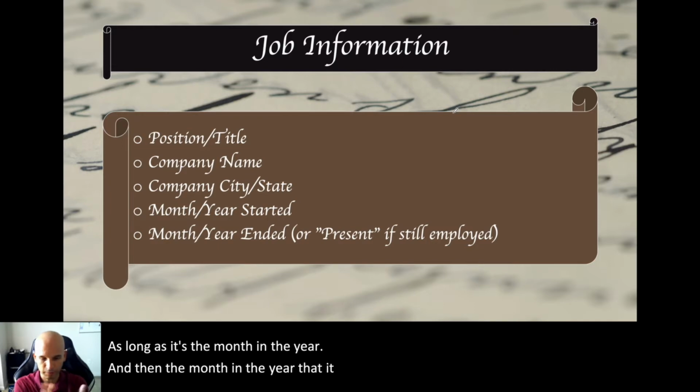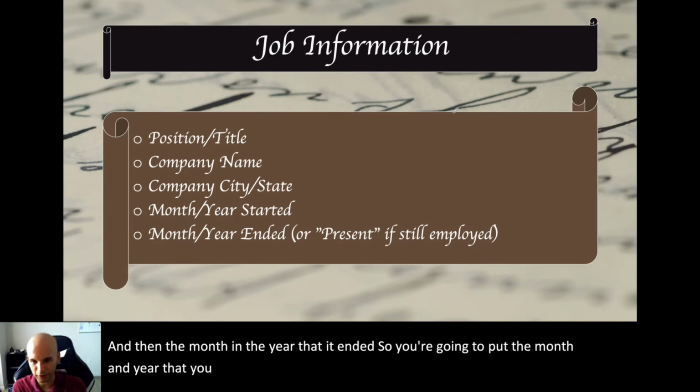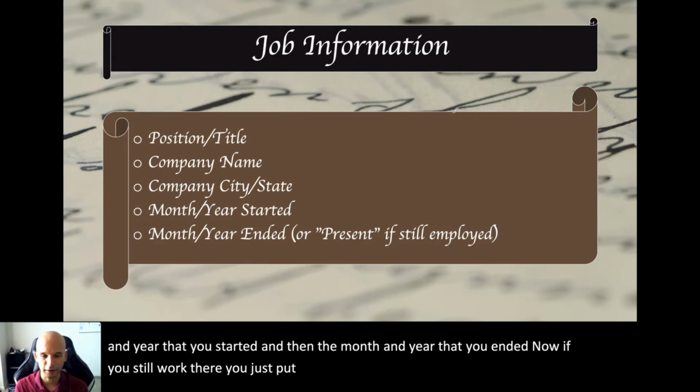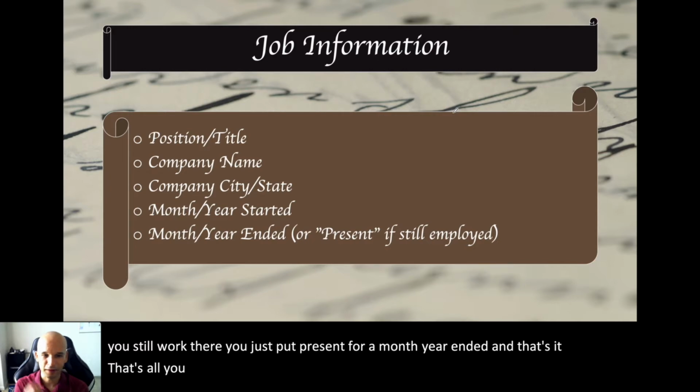So you're going to put the month and year that you started and then the month and year that you ended. Now, if you still work there, you just put present for month or year ended. And that's it. That's all you need for job information: position, company, city and state, dates worked.